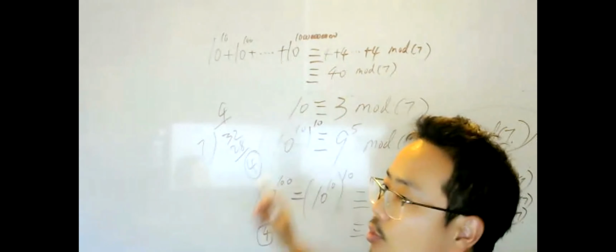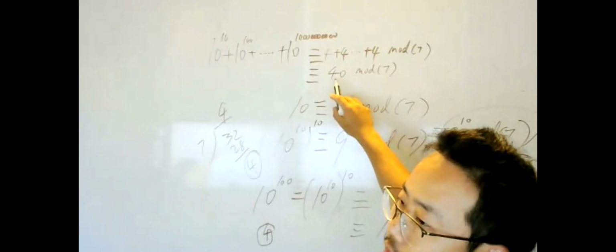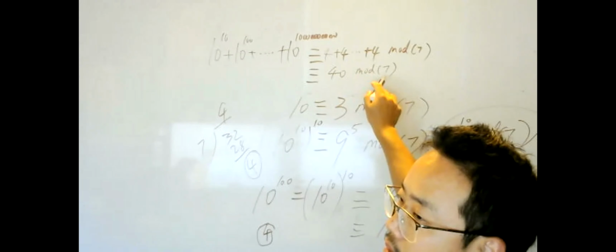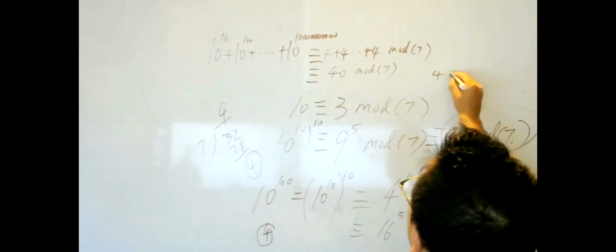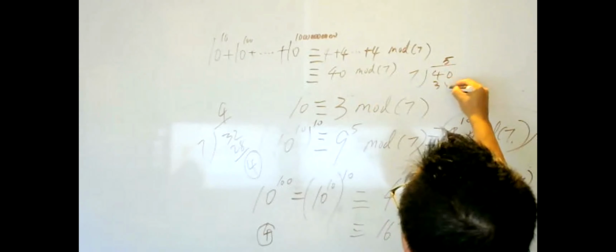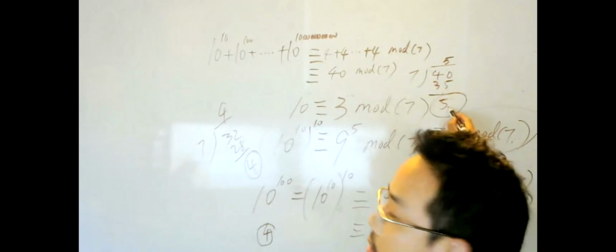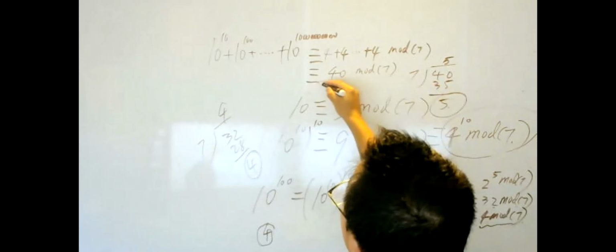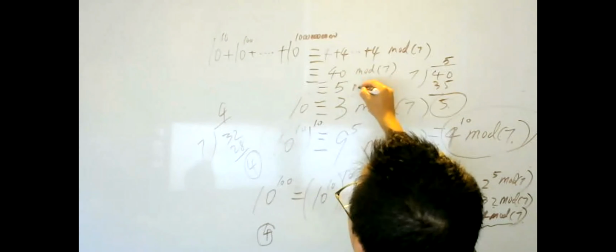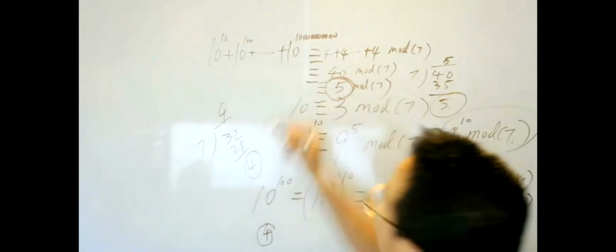Okay, so what's the remainder? What's the final remainder of this? So 40 and 7. 40 divided by 7, 5, 35, 5. Okay, so this is the final remainder. So yeah, you can say this is 5 mod 7, and 5 is the final answer here.